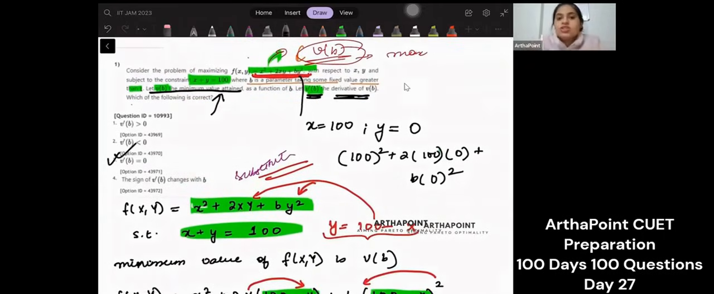Very easy question. Just follow the steps. They said minimize the function. We minimized it. They said V(b) is the minimum value. We found the minimum value. They said differentiate the minimum value. We differentiated that and we got the answer.